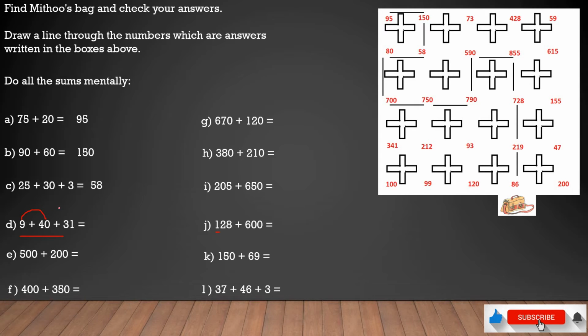The next question is 9 plus 40 plus 31. So 9 plus 40 will give you 49, because this is 40 and 9, it will give you 49. And in 49 if you add 31, so let's add this one, 49 plus 31. Again, we have seen in previous videos how to add 49 and 31.